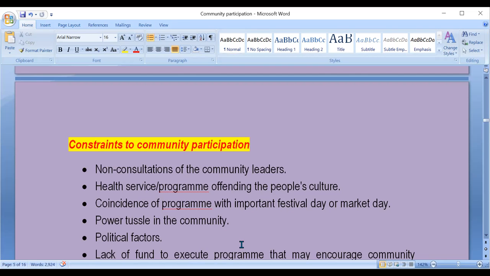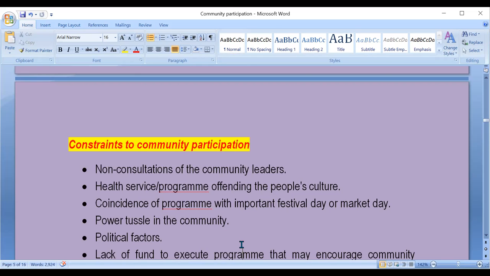Another constraint could be health services or programs offending the people's culture. That is where you have to be sensitive enough. Even though maybe the culture is wrong, you have to find a way to convince them first. Convince them first before trying to castigate the other cultures. And you must do it in a sensible way so that you don't lose the trust you have already gained from them.